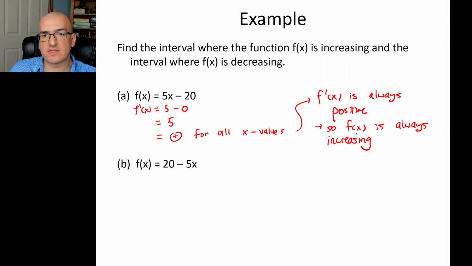This makes sense. This is a straight line with a slope of 5. Positive slope of 5 means the graph is going from bottom left to top right. So if that was a bank account, that would be the bank account growing with time.